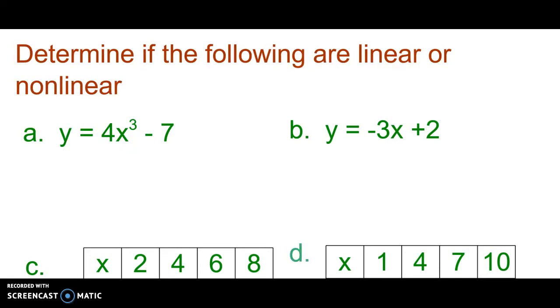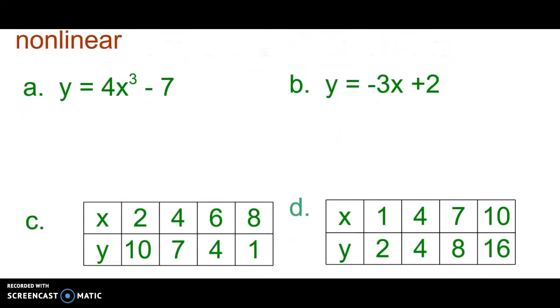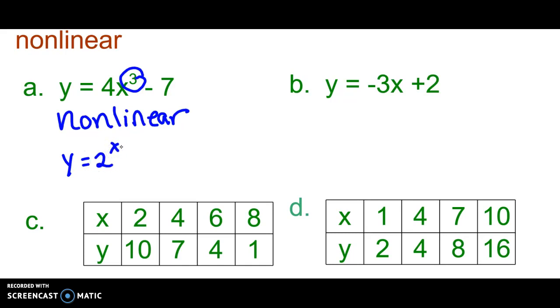And then we have an equation. For an equation to be linear, I could again plot these points, but I don't always have graph paper with me. So there are a couple of rules you look for when you're talking about linear equations, and that is that there aren't any exponents. Since this has an exponent, this makes it nonlinear. It could be numerical exponents, or you could even have something like y equals 2 to the x. That would be nonlinear also. If I look at b, I don't have any exponents. I just have y equals negative 3x plus 2. So this is linear.